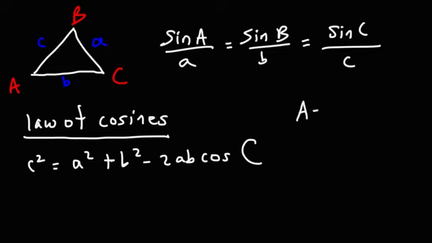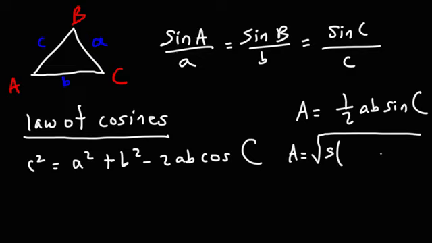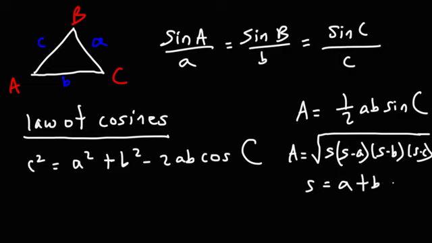Now to calculate the area of a triangle using trig, it's 1/2 AB sine of angle C. Another way you can calculate the area of a triangle is using Heron's formula. If you type in Heron's formula, Organic Chemistry Tutor, in the YouTube search bar, you'll see some examples on how to use this. The area is going to be equal to the square root of S times S minus A, S minus B times S minus C. And S is basically half of the perimeter of the triangle. It's A plus B plus C divided by 2.